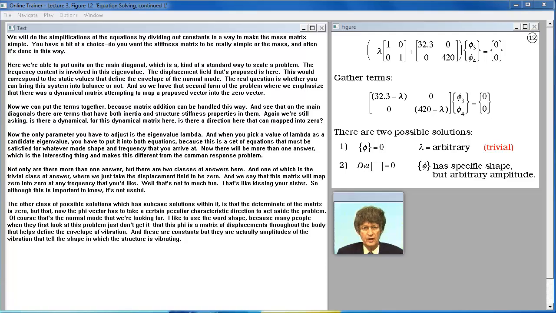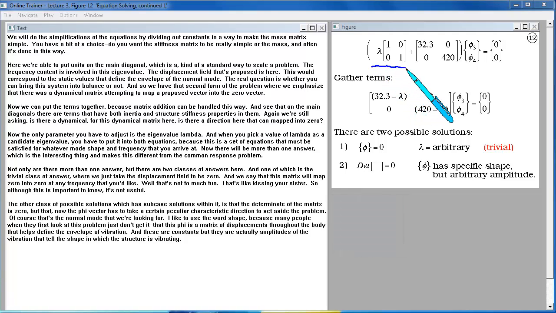We will do the simplification of the equations by dividing out constants in a way to make the mass matrix simple. You have a bit of a choice. Do you want the stiffness matrix to be really simple or the mass? And often it's done in this way. Here we're able to put units on the main diagonal, which is a standard way to scale a problem. The frequency content is involved in this eigenvalue.